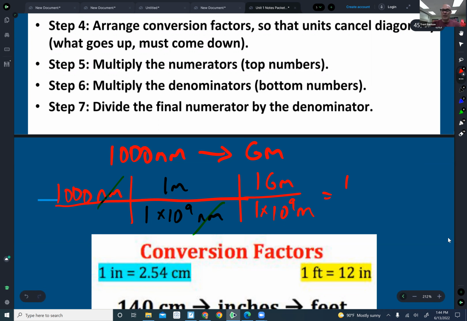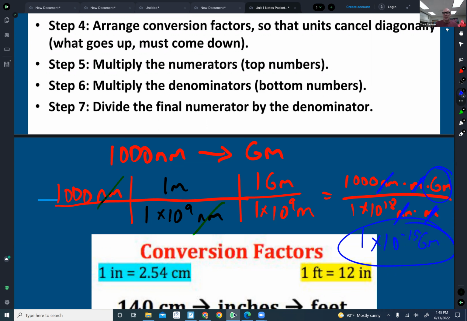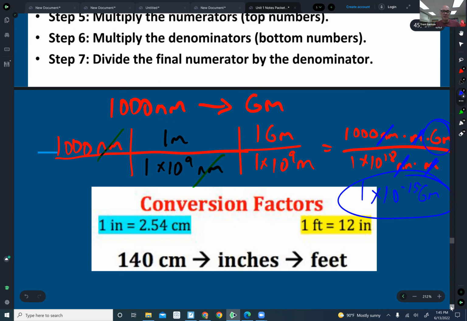So that means I've got 1,000 nanometers times meters times gigameters divided by 1 times 10 to the 18th nanometers times meters. Well, now what I should notice here is that my nanometers are going to cancel out, my meters are going to cancel out, and I'm left with the unit that I desire, which is gigameters. And if I put this into my calculator, 1,000 divided by 1 times 10 to the 18th, what I get is 1 times 10 to the negative 15 gigameters, which is the exact same answer that I got using the number line. So whether or not you use dimensional analysis or use the number line doesn't matter to me.